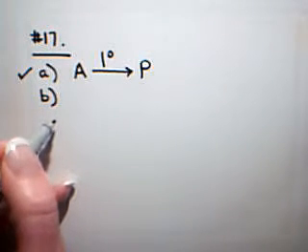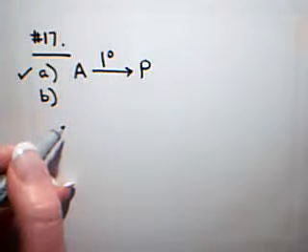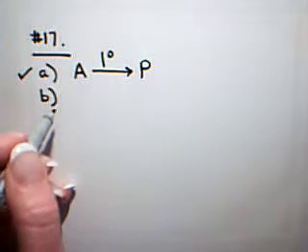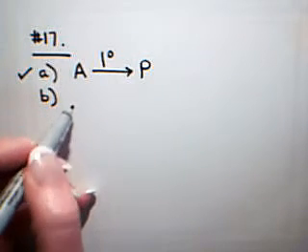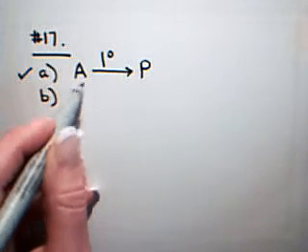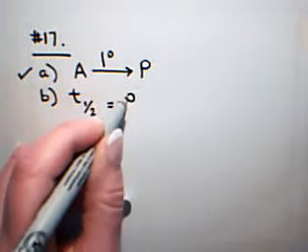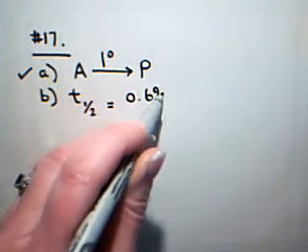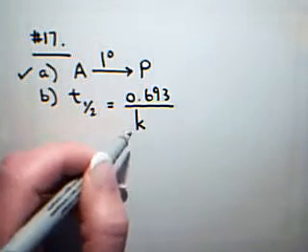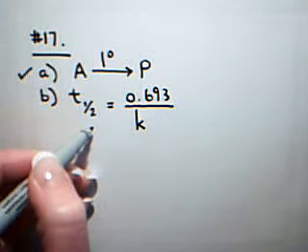Statement B says half-life in a first order reaction is constant. The half-life of a first order reaction is constant. We've just done half-life in question 16, and we saw that for a first order reaction, the half-life is equal to this constant number, 0.693, divided by the reaction rate constant.